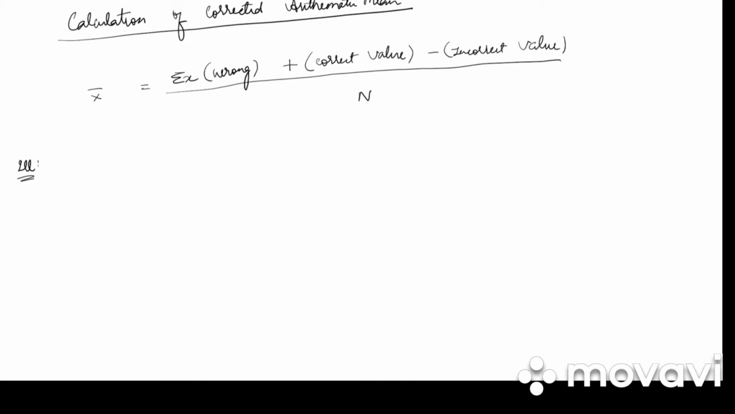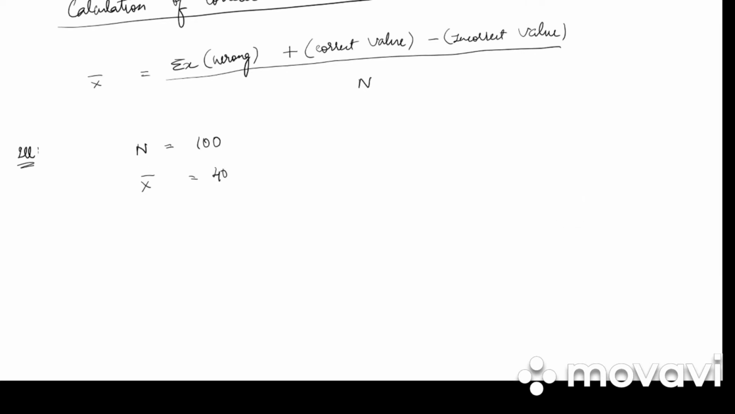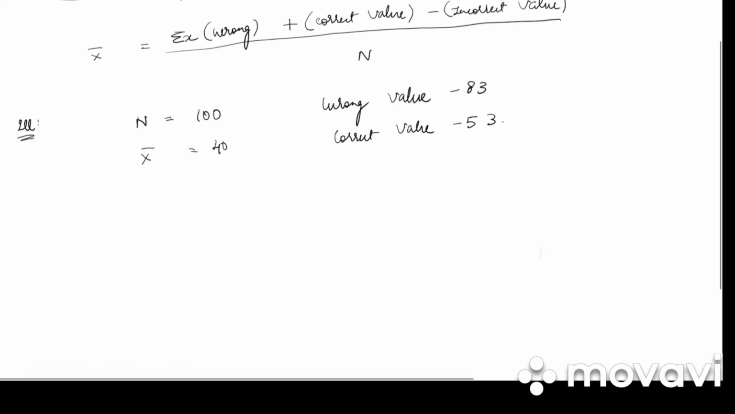Mean marks obtained by 100 students are estimated to be 40. So they have given us how many students? 100. And what is the mean they have given? They have estimated it to be 40. Later it was found that one value was read as 83 instead of 53. So they have given us wrong value. How much is it? 83. And what is the correct value? 53. Find out the corrected mean.